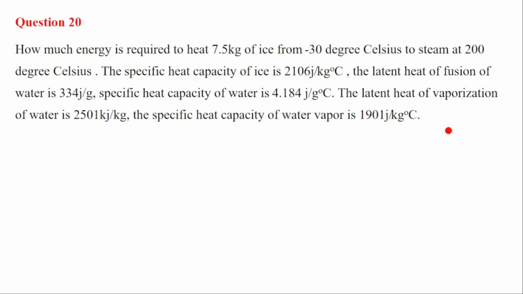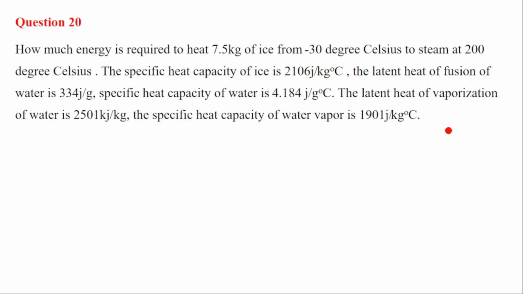That means we are increasing the temperature, and that is a sensible heat, which is equal to mc dt, mass times specific heat capacity times change in temperature. Second step is to convert the ice to water. We heat the ice at 0 degrees Celsius, and we convert it to water at 0 degrees Celsius. That means that there we have the latent heat of fusion, because we are changing the phase from ice to water.